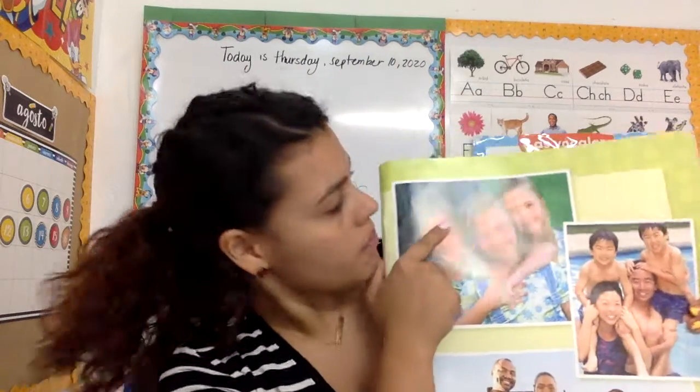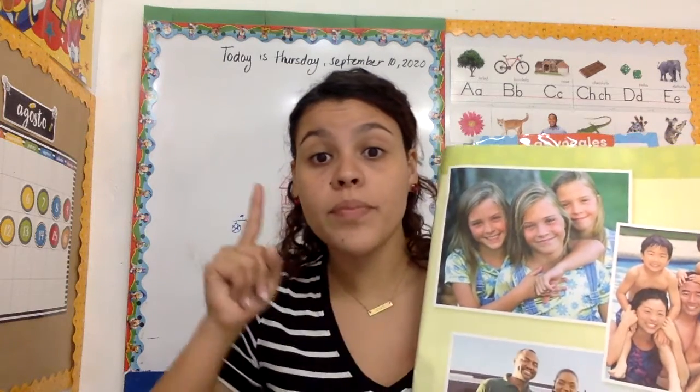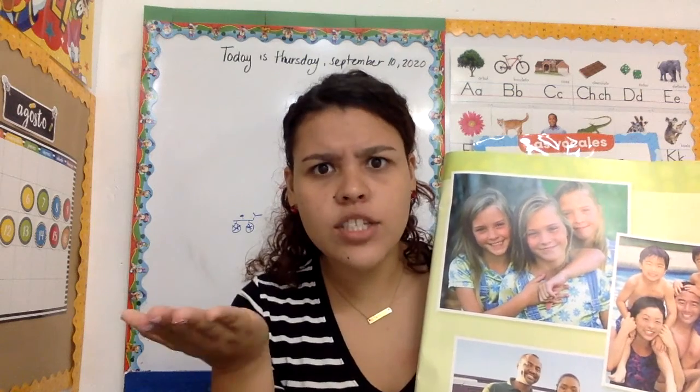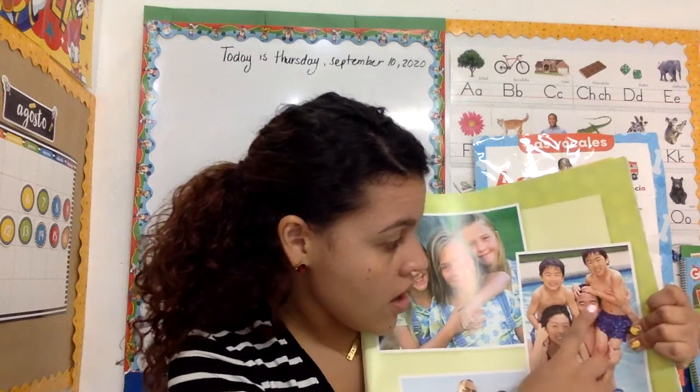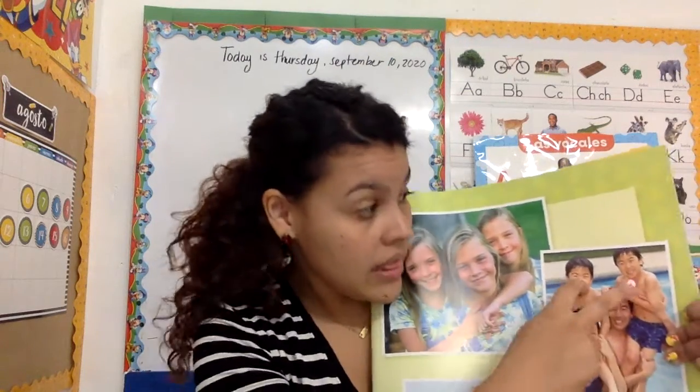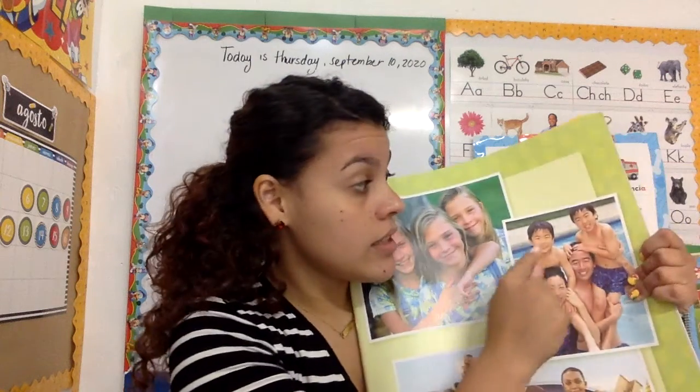In here, we have a picture of three girls. These girls are sisters. Sister. Repítelo conmigo. Sister. ¿Qué quiere decir sister? Hermanas. In here, we have a picture of a dad, daddy, papi, mom, mama, and we have two boys. These two boys are, ¿qué son? Son hermanos. ¿Y cómo decimos hermanos en inglés? Brothers. They are brothers. Brothers, hermanos.